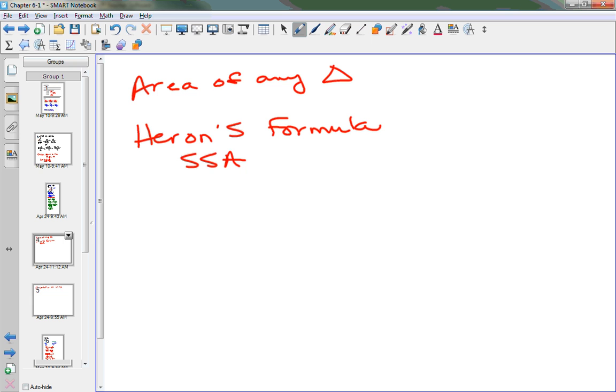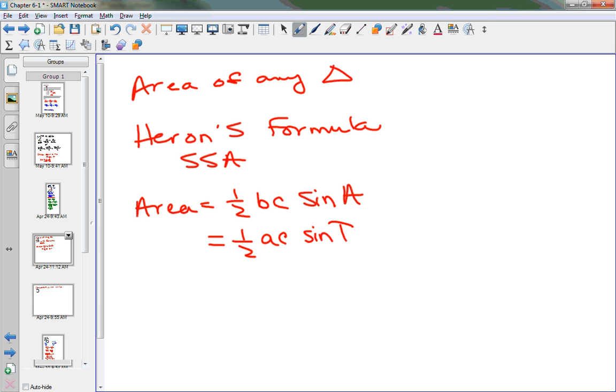Area is equal to 1/2 B times C times the sine of angle A, which is also equivalent to 1/2 A times C times the sine of B, which is also equivalent to 1/2 A times B times the sine of C. Those are all equivalent.